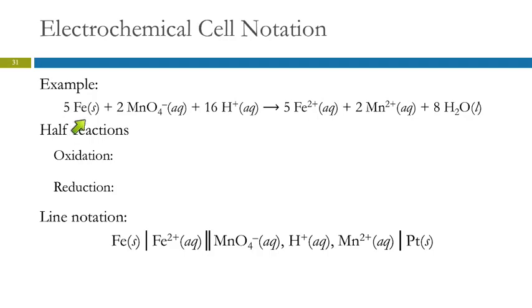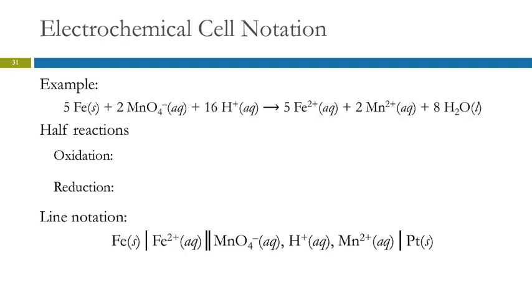Here's a chemical redox equation. In order to write the line notation describing that cell, we have to look at the two half reactions. There's going to be oxidation and there's going to be reduction. Sometimes you can look at it and tell what's being oxidized or reduced. Other times you have to get out your oxidation states to figure it out. But here we've got iron going to iron 2+. Is that oxidation or reduction?